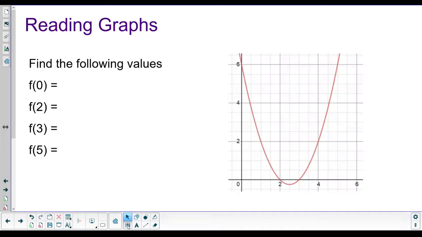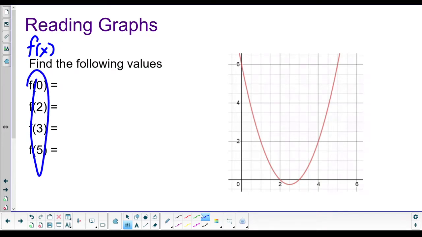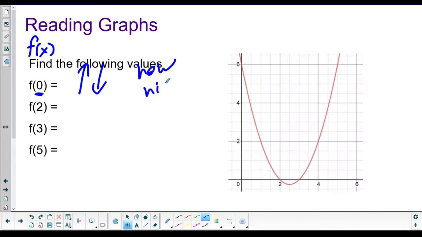Carrying right along. In Unit 2, we also learned how to read graphs. This is as straightforward as it could possibly be. Reading graphs, it says find the following values. Normally, we talk about f of x. So these numbers right here are x values. So all you have to do to read a graph is go sideways along the x-axis to that number, and then go up or down until you hit the graph, and then ask yourself, how high am I?